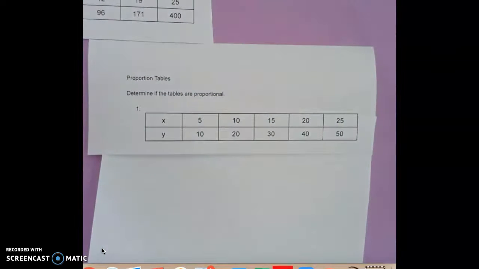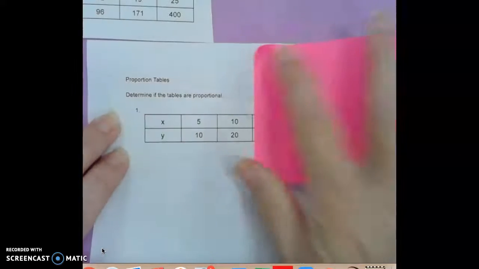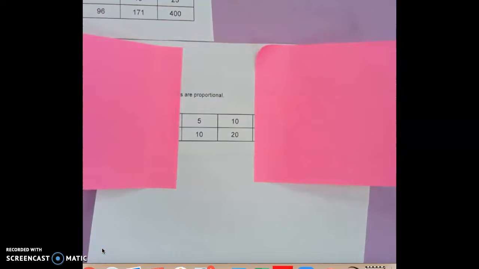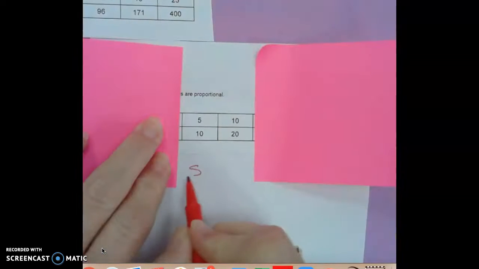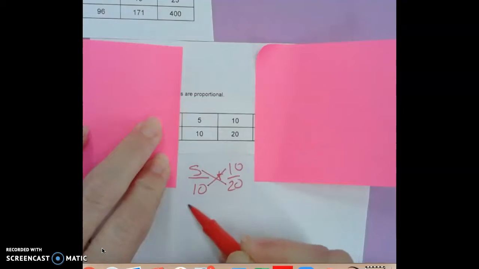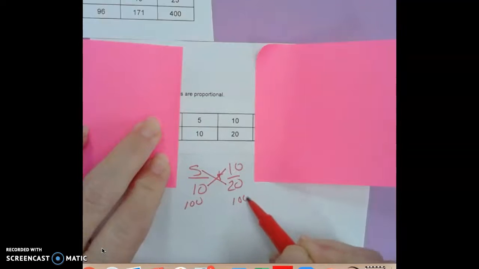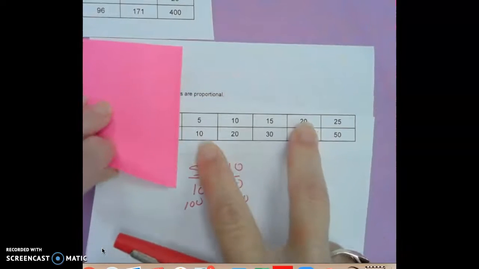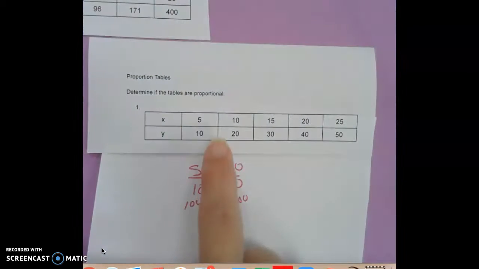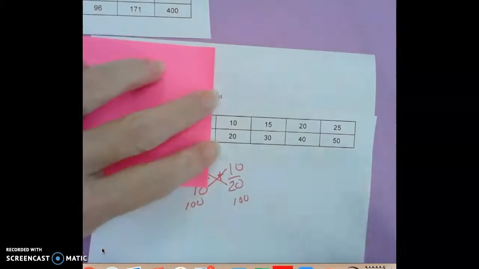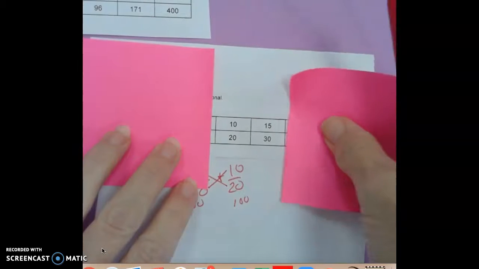So if I look at this, the way this is set up, it looks almost like a proportion already. So if I just look at this part, I would have 5/10 and 10/20. Well, if I multiply those diagonals, 10 times 10 is 100 and 5 times 20 is 100. So that tells me this part is proportional. But I need to double check because sometimes the numbers will switch up on us and confuse us. So I've done the first one. So now I can cover up, and now I need to do the next proportion.